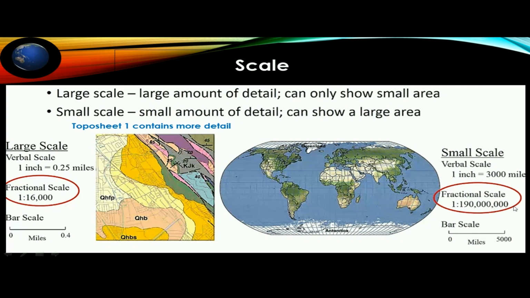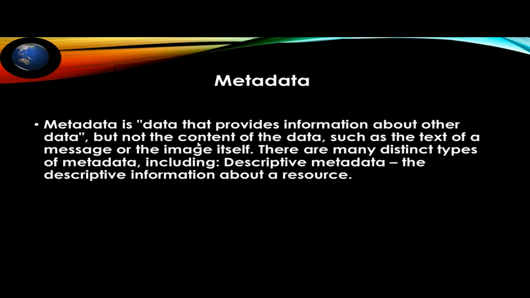So take topo sheet 1 and topo sheet 2. These will have more detailed information. See here the soil types, different kinds of soil types, if you number such things. So like that, the scale serves a purpose in map making. So what is metadata?